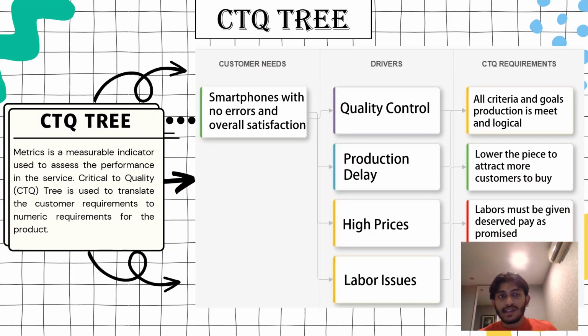The next is the CTQ tree. CTQ, also known as metrics, is a measurable indicator used to assess the performance of the service. CTQ means Critical to Quality, and it is used to translate the customer's requirements into numeric requirements for the product. As you can see, there is an example of the CTQ tree for further understanding.